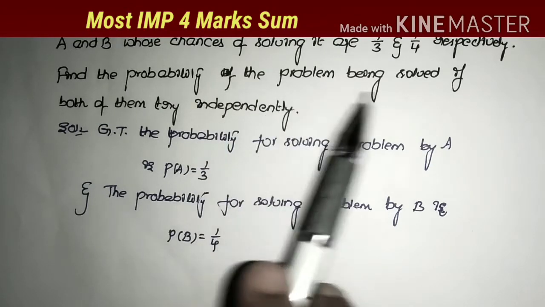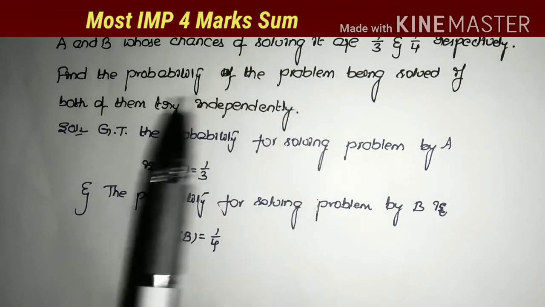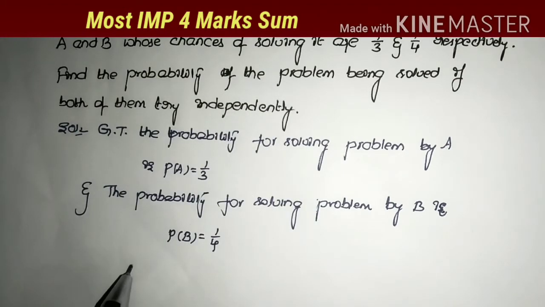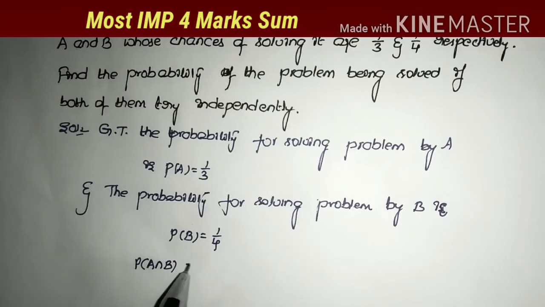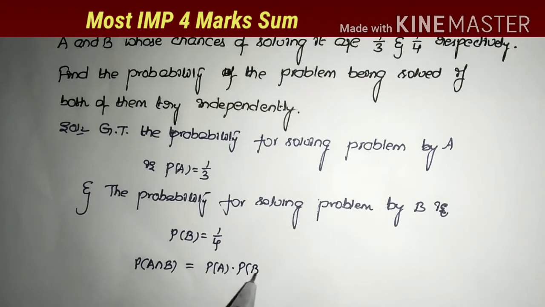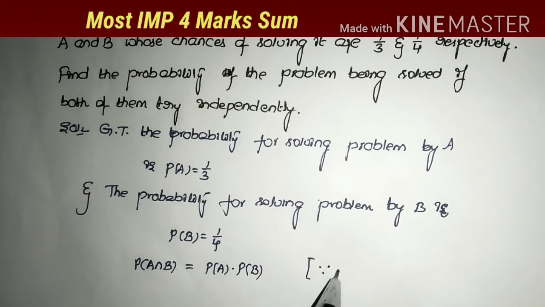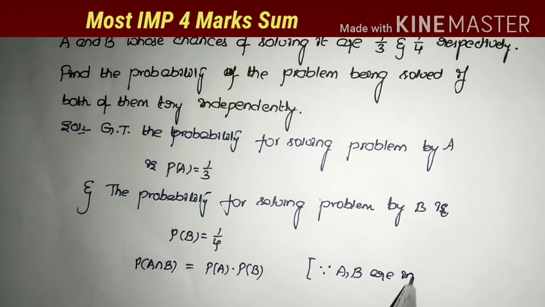Find the probability of the problem being solved. That is, what is the probability to solve a problem if both of them try independently. So both of them try independently means we take that the value of P of A intersection B is equal to P of A into P of B, since here A, B are independent events. This is the definition of independent events.